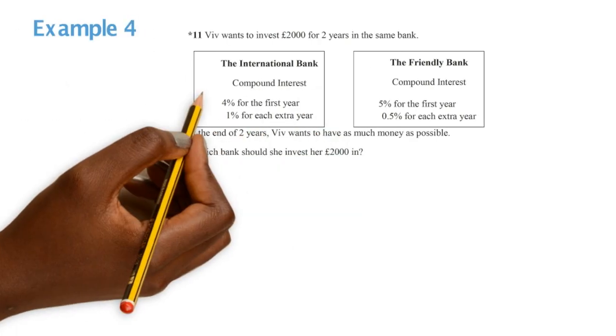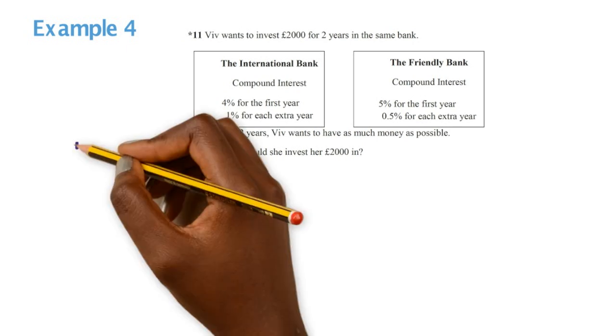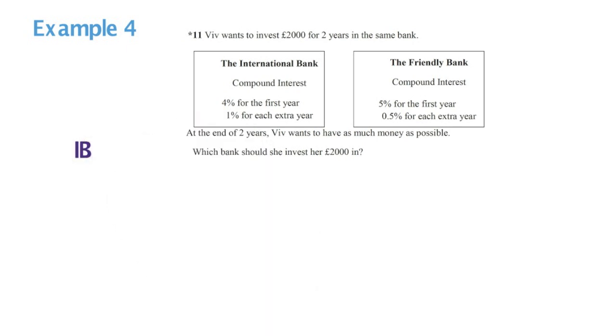So I'm going to show you another example using that method because I know it's confusing sometimes for people. So with this question, it's comparing two banks. You've got International Bank and Friendly Bank, and we need to decide which bank would Viv earn more money in. Very common examples for exams, by the way.